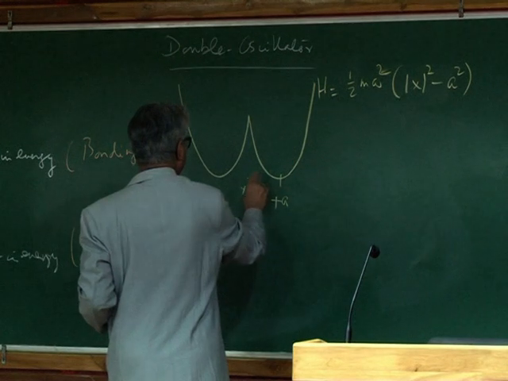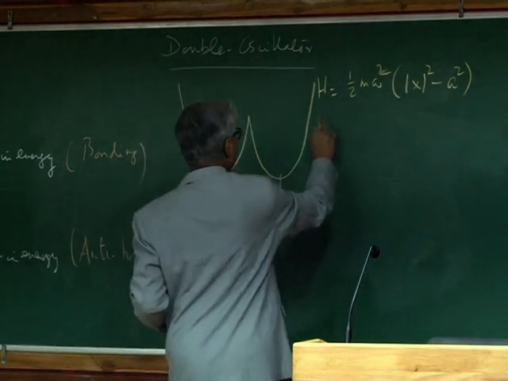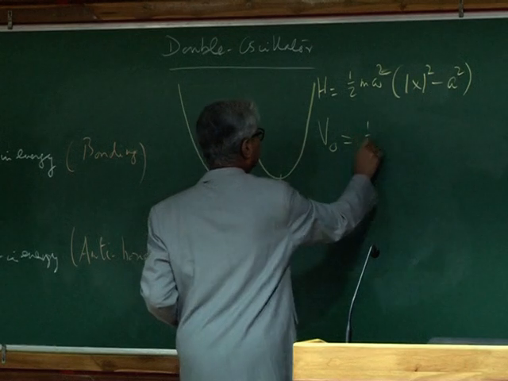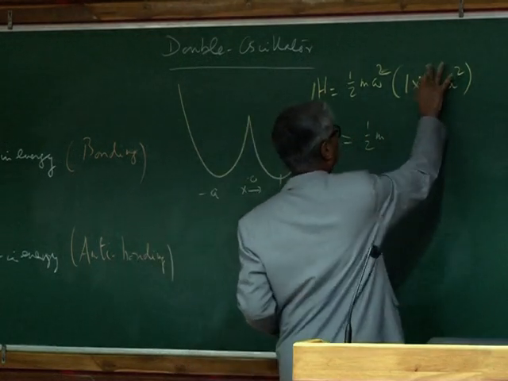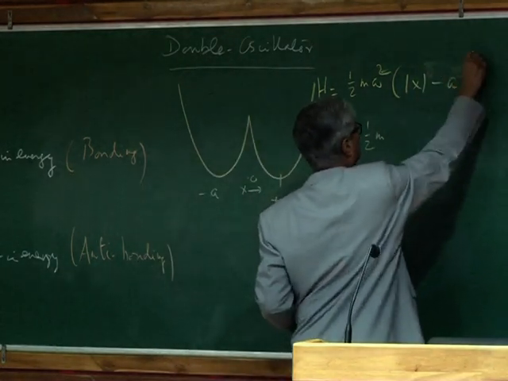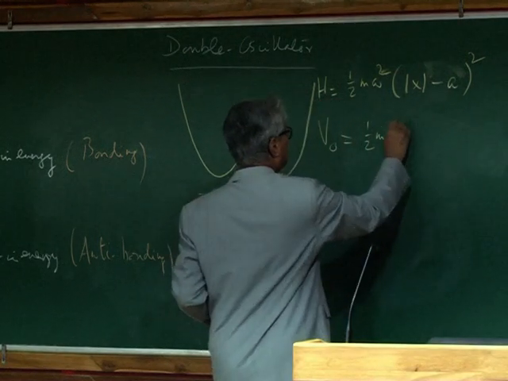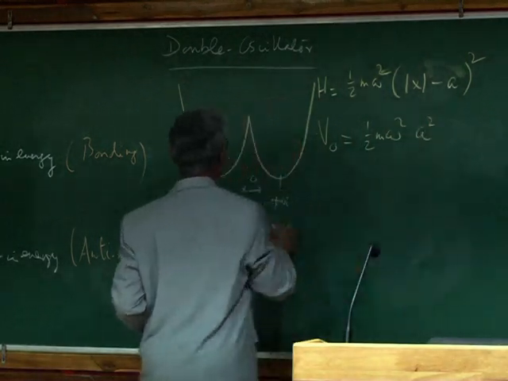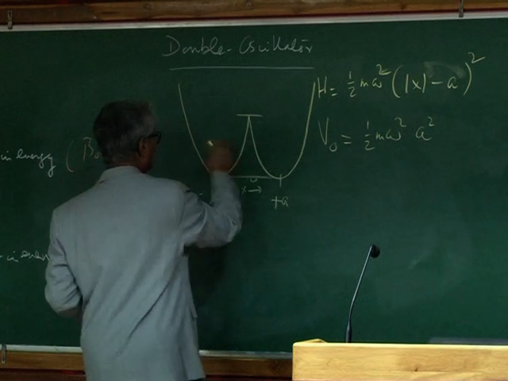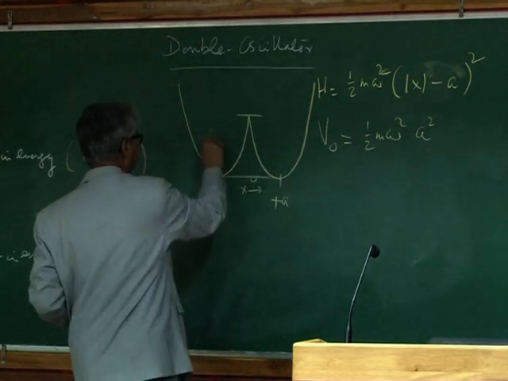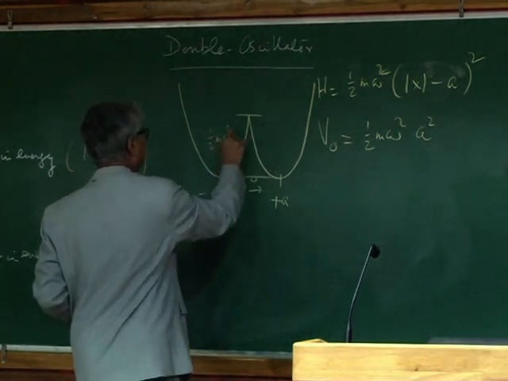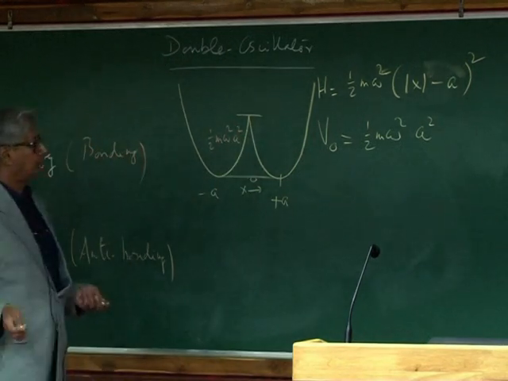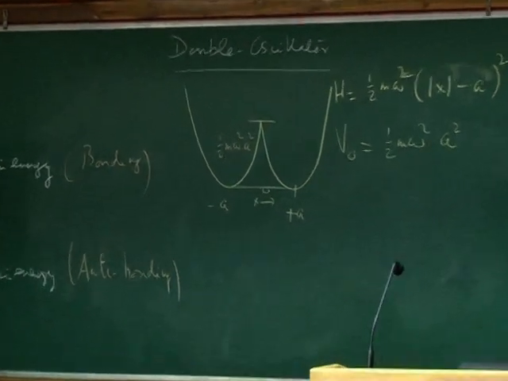At x equal to 0, you have a barrier. That barrier is actually half m omega square a square. Right, the barrier is half m omega square a square. So this is, alright? Okay.